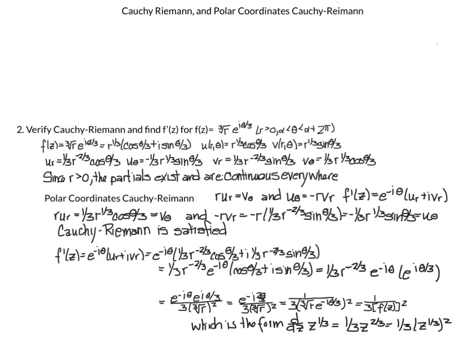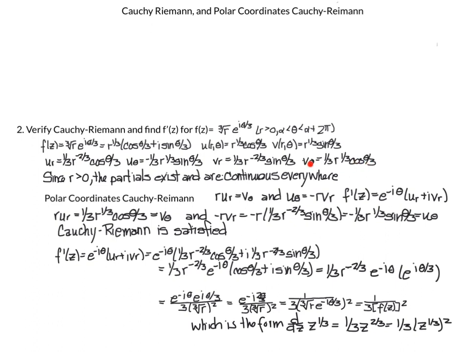And the solution for the second problem, which I'll go over briefly. So f of z is equal to the cube root of r, e to the i theta over 3. So I rewrote this cube root of r as r to the 1/3, and I rewrote e to the i theta over 3 using Euler's formula as cosine theta over 3 plus i sine theta over 3. So then I can identify my u of r theta is r to the 1/3 cosine of theta over 3, and my v of r theta is r to the 1/3 sine of theta over 3.